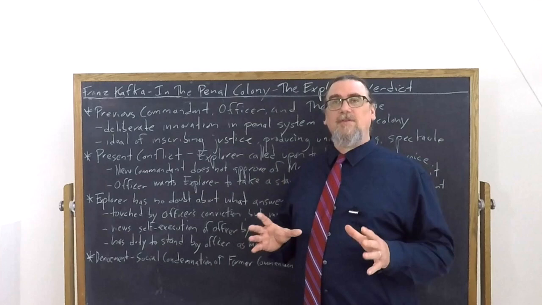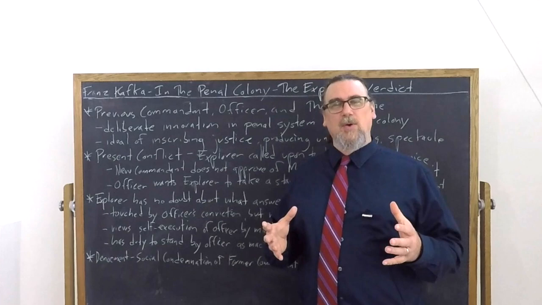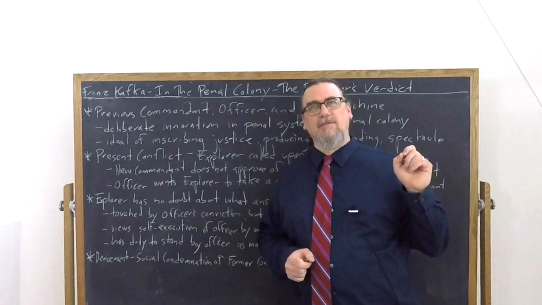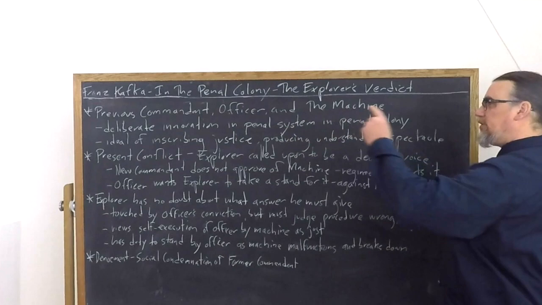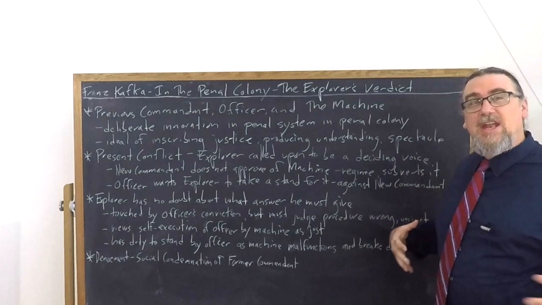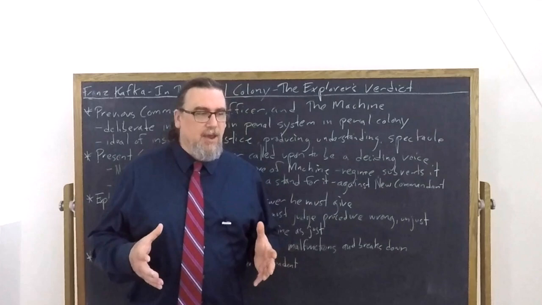The previous commandant was sort of a jack of all trades, perhaps master of some as well, a great innovator, a charismatic person, and he comes up with this new way of executing criminals by imposing the sentence on their very body through an inscription of justice, which is supposed to produce understanding through horrible pain. It's written on the person's body, and it also provides a spectacle in which the other members of the penal colony can take part.